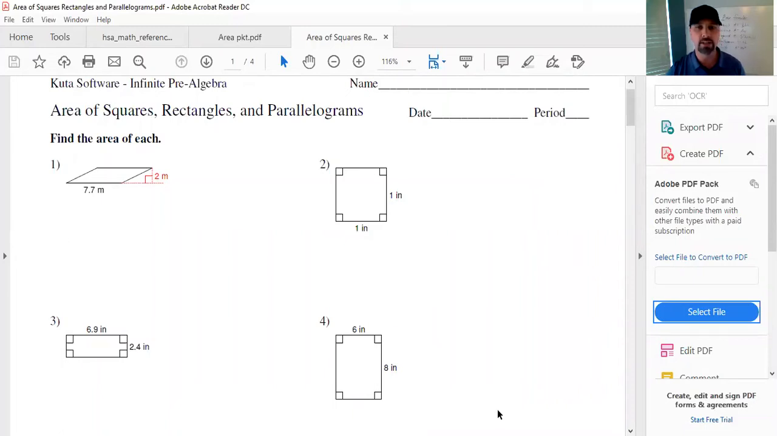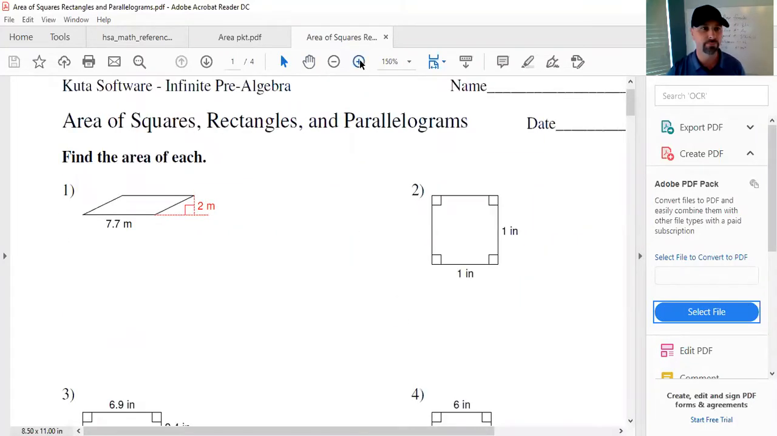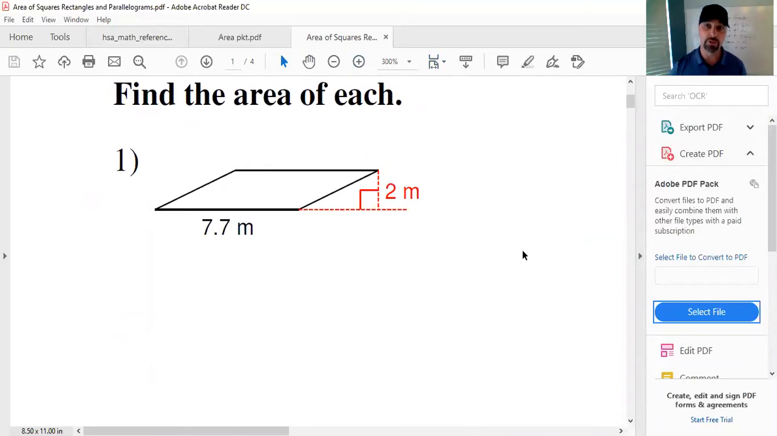Okay, so take a look at number 1. First off, what shape is that? Think about it. What kind of shape? That's what you should be asking yourself. What shape is this? So that's a parallelogram. And so you go to your formula sheet, and hopefully eventually you have these memorized, okay? Go to your formula sheet and look up parallelogram. And when you do, you can see that the formula is base times height.